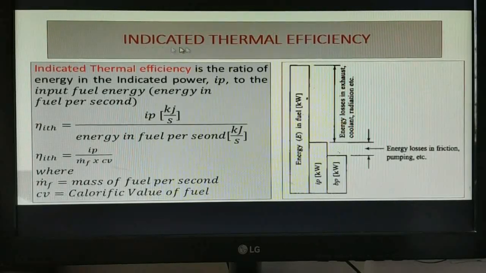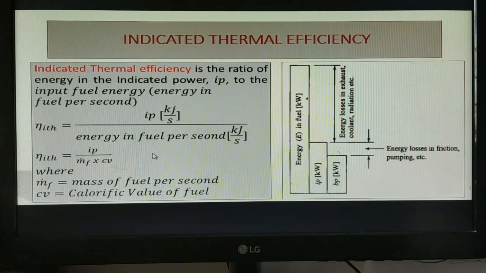Now it is the indicated thermal efficiency, that is, out of this total thermal energy given by the burning of the fuel, how much of this energy is used to generate the indicated power. So this ratio of indicated power to the energy in fuel will give the indicated thermal efficiency. Suppose the indicated thermal efficiency is 30% or 40%, then what is the meaning of that?